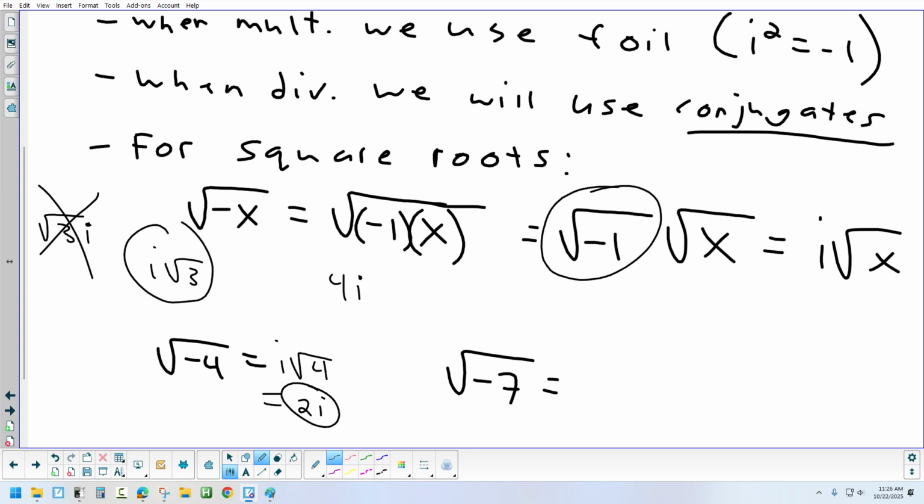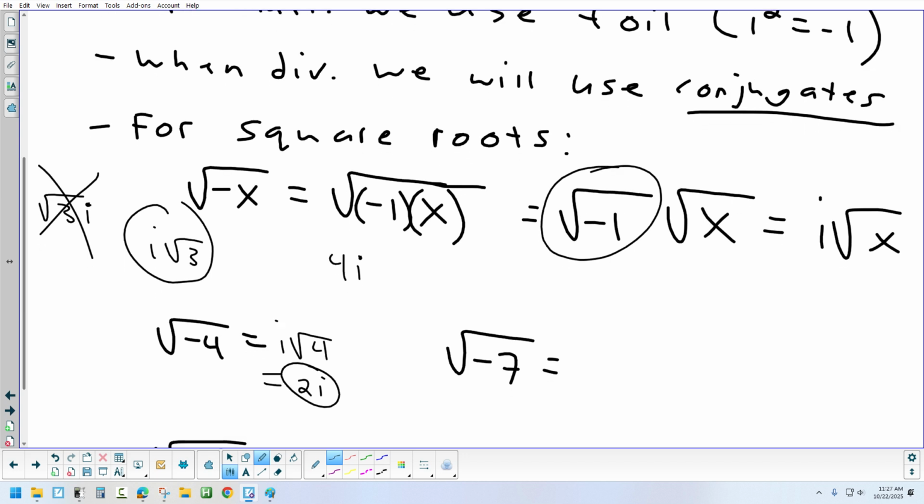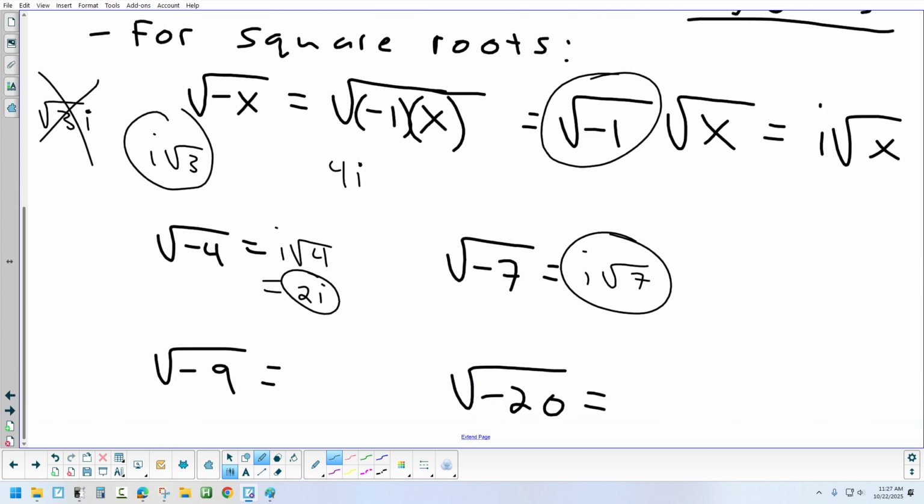How about the square root of -7? How would we write that one? Yeah, i times the square root of 7. And you can't break down the square root of 7, so we're going to leave that one just like that. How about the square root of -9? Yeah, 3i. That's i times the square root of 9, but the square root of 9 comes out to 3. 3i.